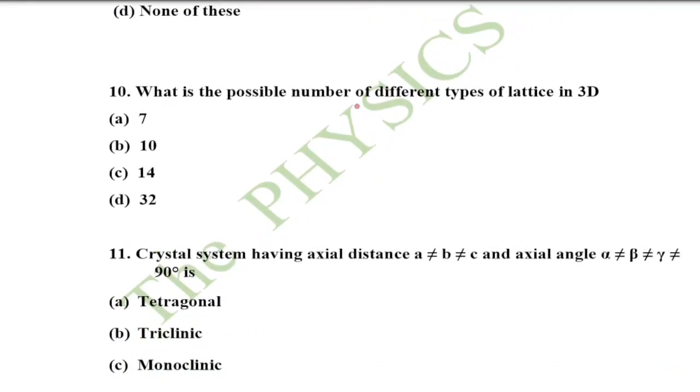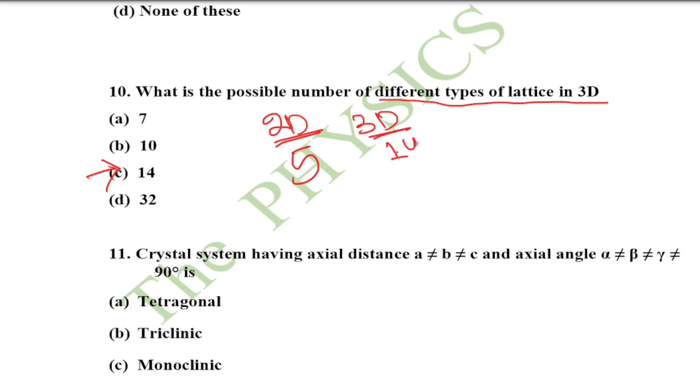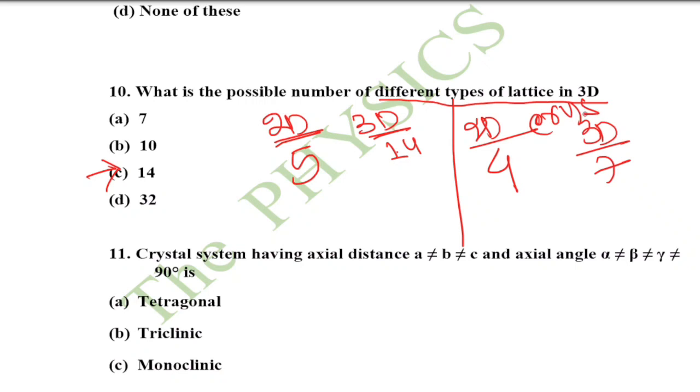Next, what is the possible number of different types of lattice in 3D? Different type of lattice in 3D, that is 14. So C is your correct option. Remember, in 2 dimension possible different type of lattice will be 5, and in 3 dimension it is 14. But if they ask crystal system, in 2D crystal system is 4, and in 3D crystal system is 7. Okay, this is crystal system, and this is lattices.